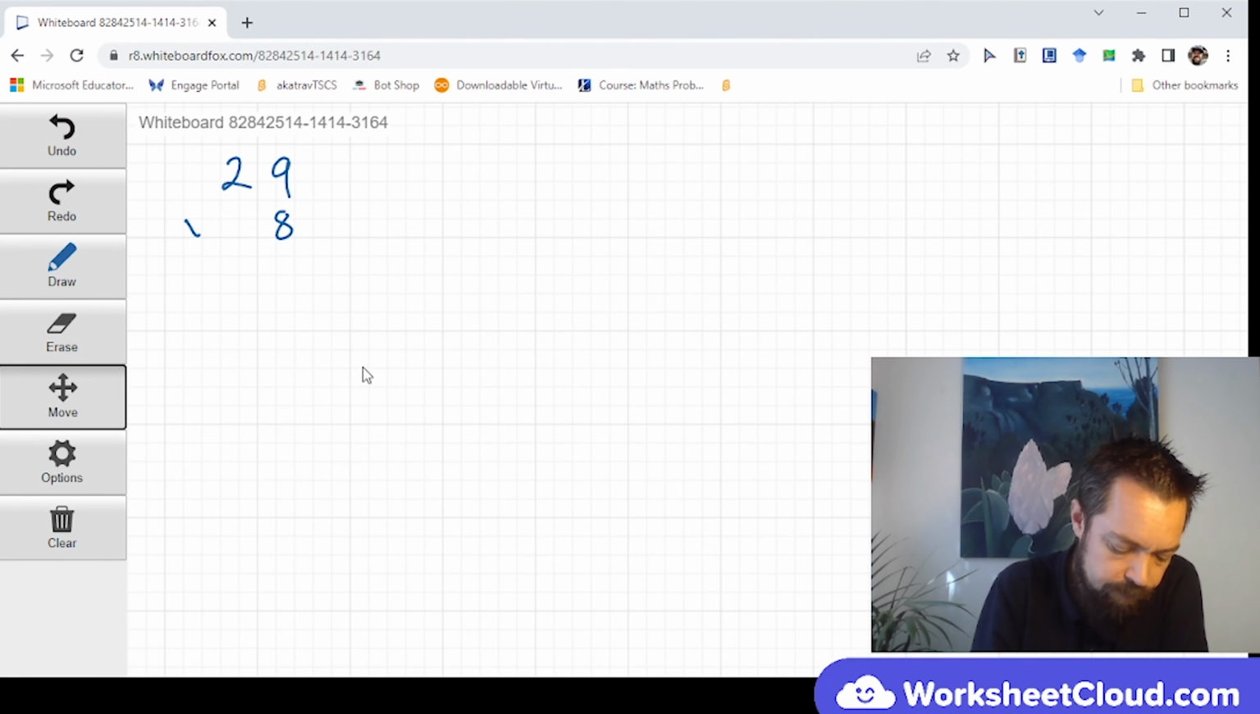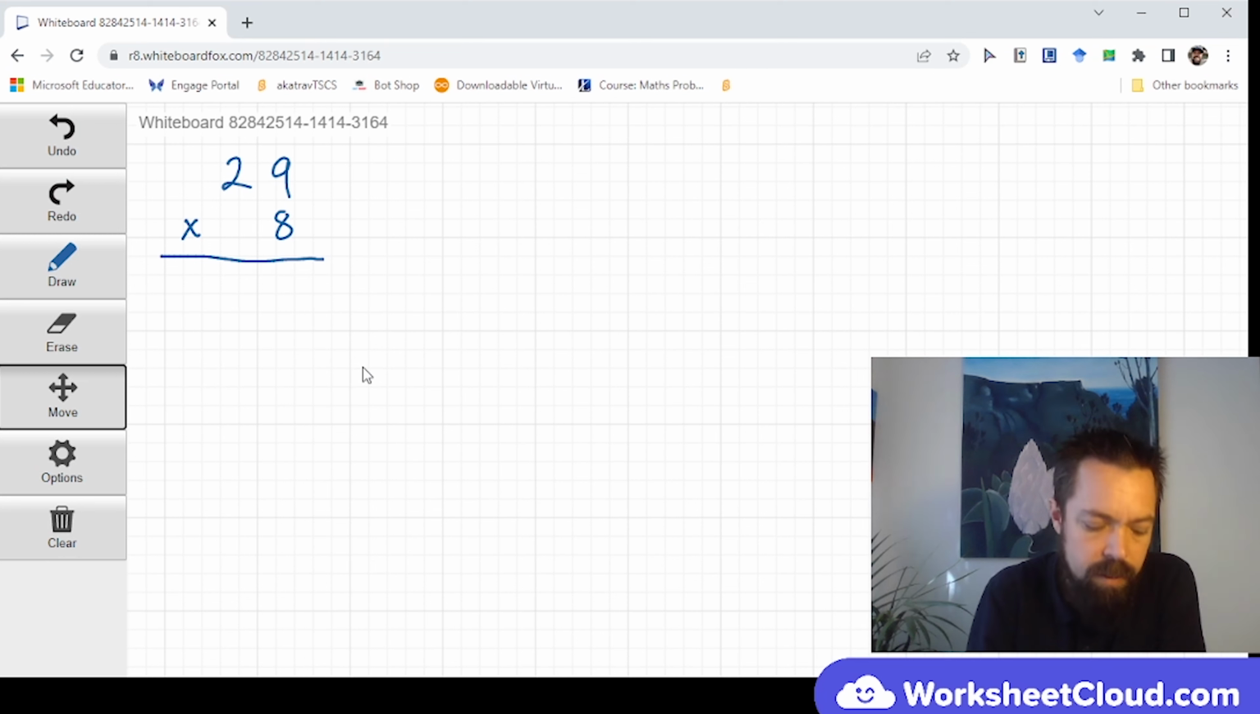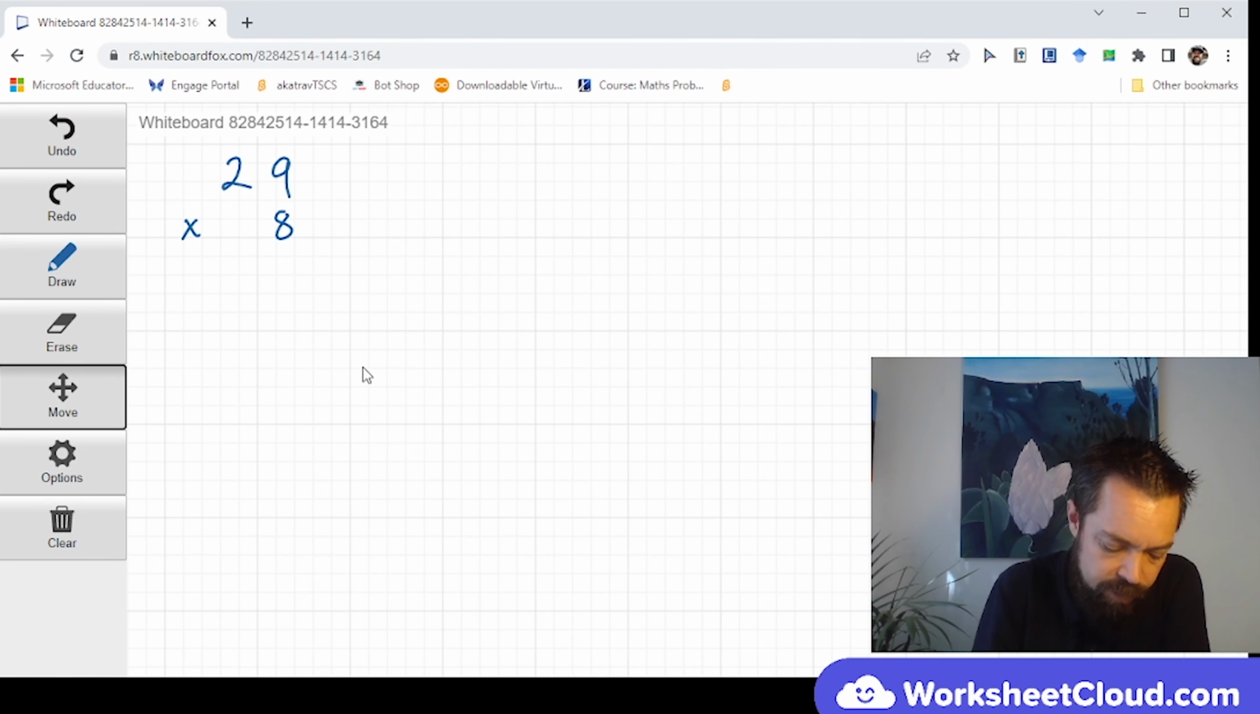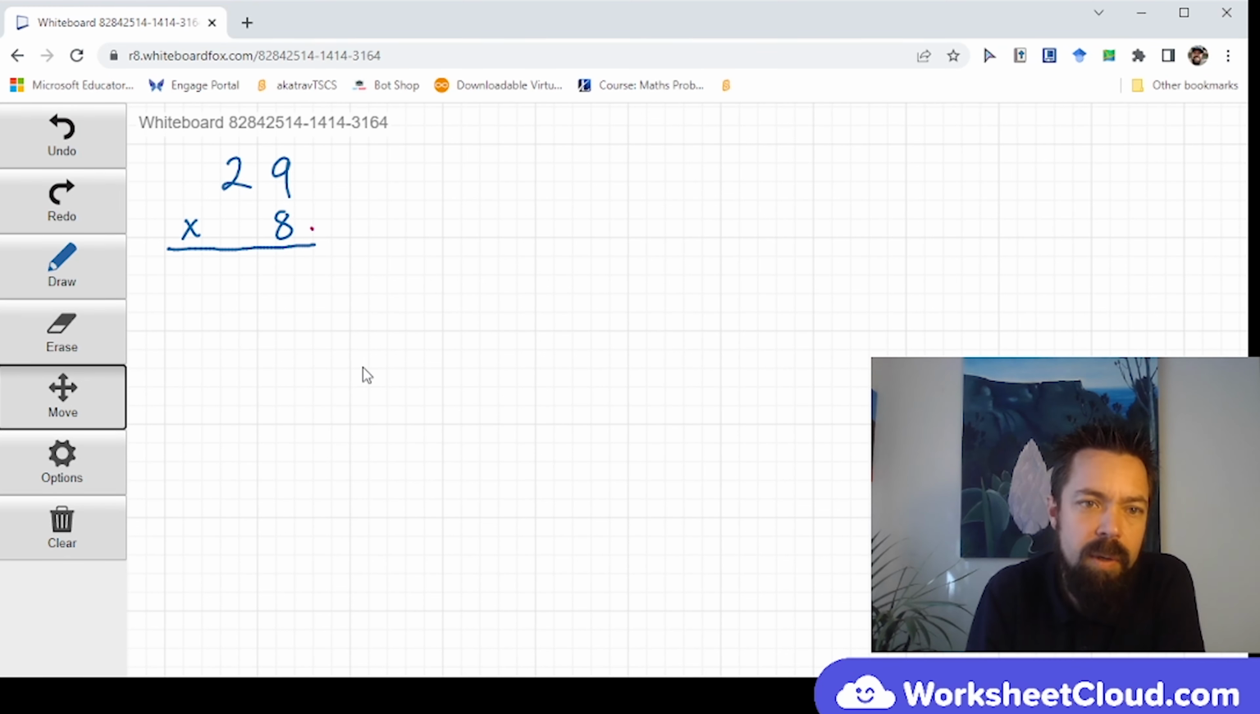29 times by 8. All right, so in this one, see if I can get a straighter line than that. Oh, that's a bit better. In this one, because I'm only multiplying by 1 digit, I'm actually only going to have 1 row. So, hoping your times tables are good.